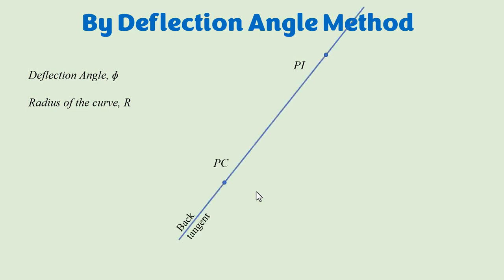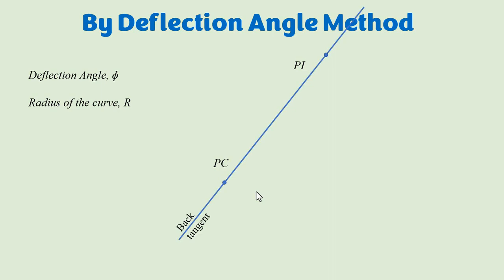So let's discuss the deflection angle method. We know that the basic data, the deflection angle and radius of the curve for a simple circular curve, is always known to us. Let's say this is the point where the back tangent and forward tangent cross each other, the point of intersection. And there's a point where the curve is going to start, that is the point of commencement. Joining them together, we have the back tangent.